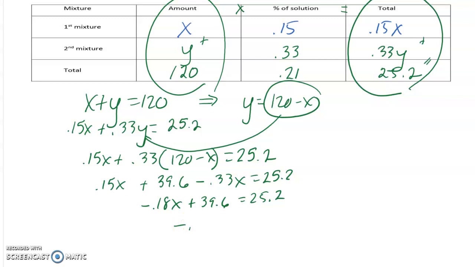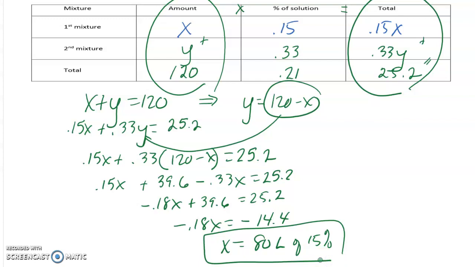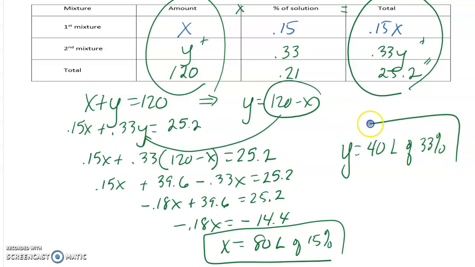Subtract this, I get negative 0.18X equals negative 14.4. Divide by negative 0.18, and X equals 80 liters. That was my X. It's a 15% solution. I have one. I need the Y. Well, if I know that my total was 120 and part of it is 80, I know that the other is 40. So Y equals 40 liters, and the Y was the 33% solution.